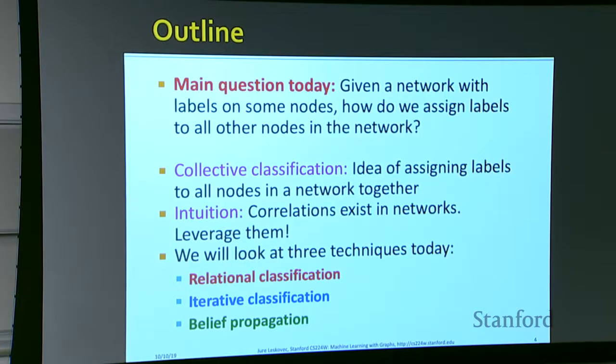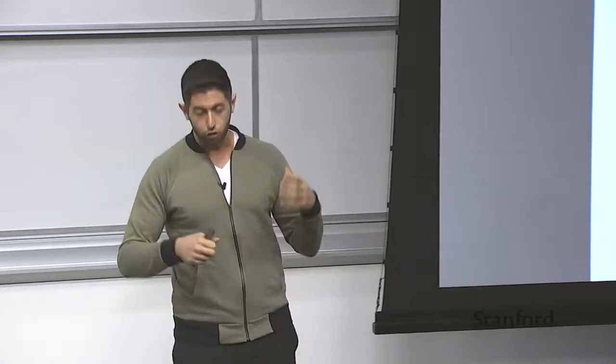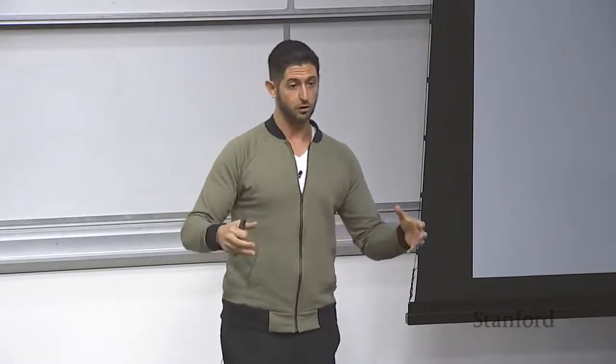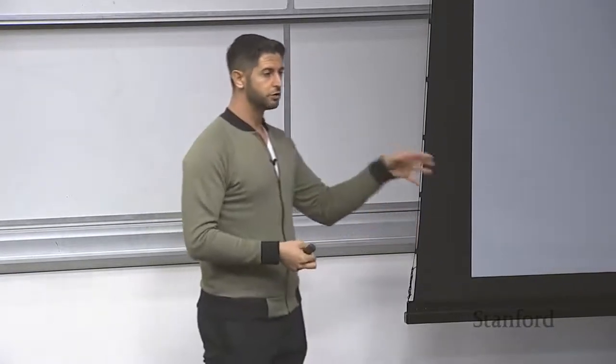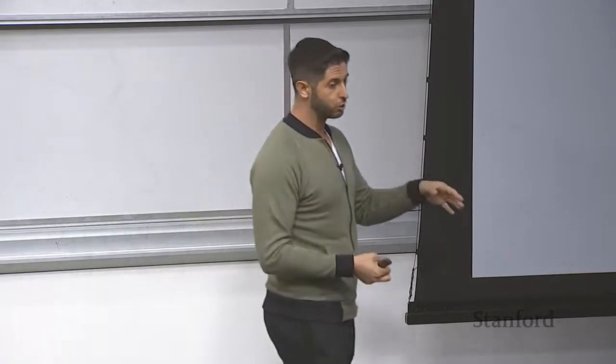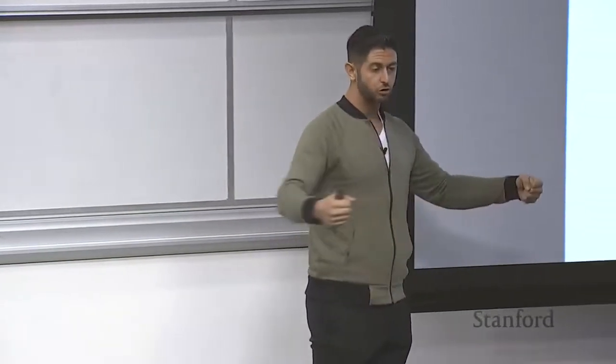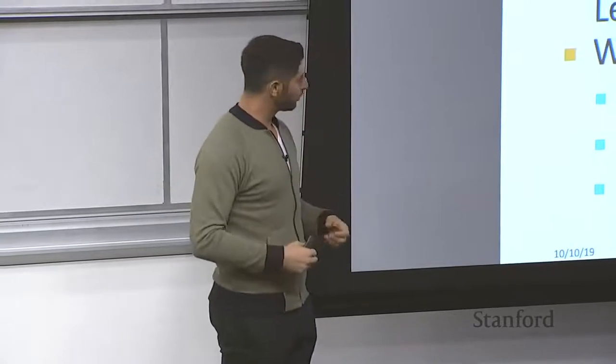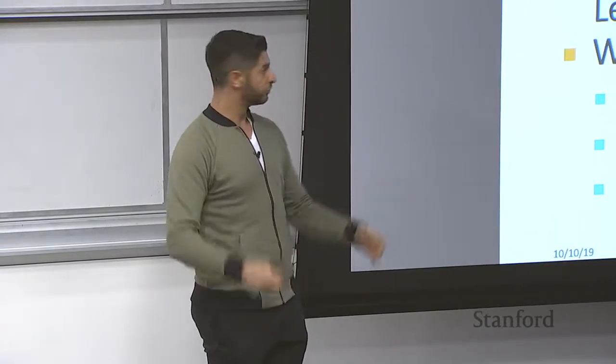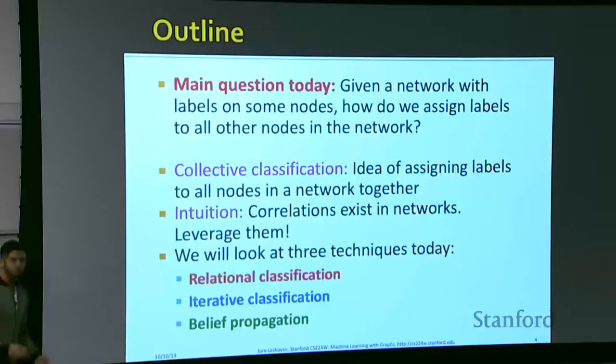So what we're going to be talking about is this class of techniques, and the umbrella term that we use is usually collective classification. The idea is that we're going to be assigning labels to all nodes in the network together. Okay, so we're going to be using the little information we have from the labeled nodes, and then we spread it around the whole network, and we try to come up with a stable label assignment for each node.